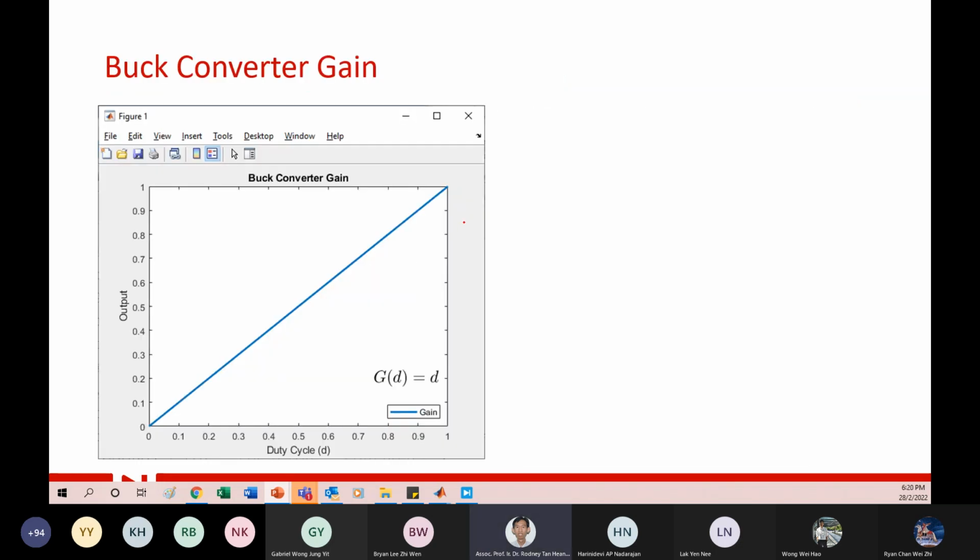Come to gain. The good thing is that the buck converter gain is a linear gain. Your gain is equal to your D, because your D is just V out divided by V in, right? So it's a linear function. The linear function in the sense you can see that the x-axis is duty cycle, the y-axis is the voltage output. So if your duty cycle is 1, you get 1. If your duty cycle is 0.5, you get 0.5. So it's a linear function.